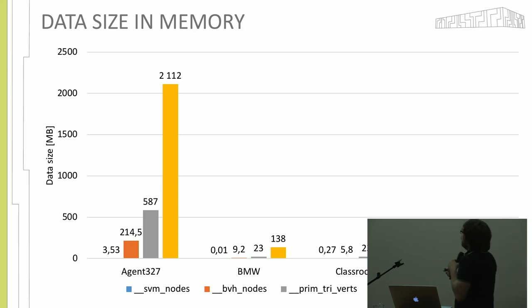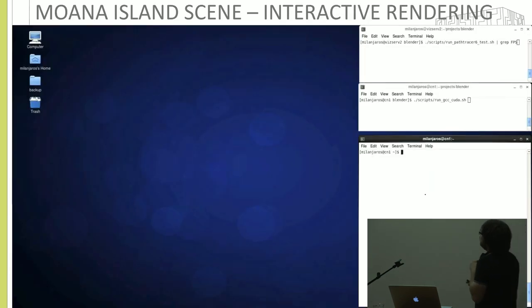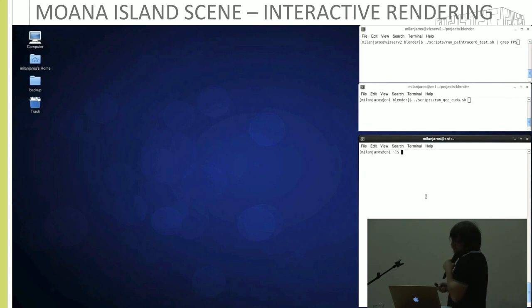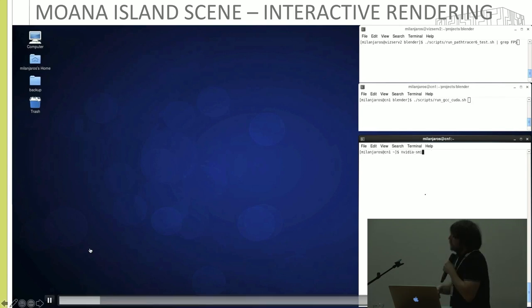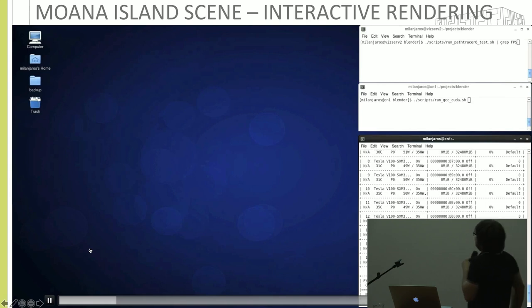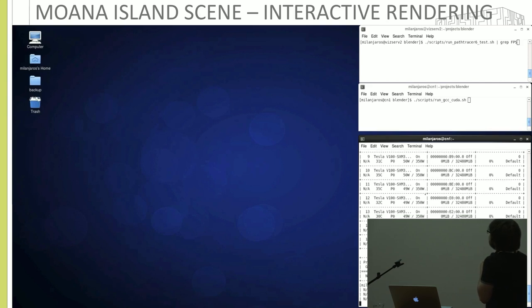So still, it's not the major part of the data that are duplicated. So the final test that we have was on the Moana Island scene. So we are starting to implement the scene because we really want to have a huge scene in the Blender.